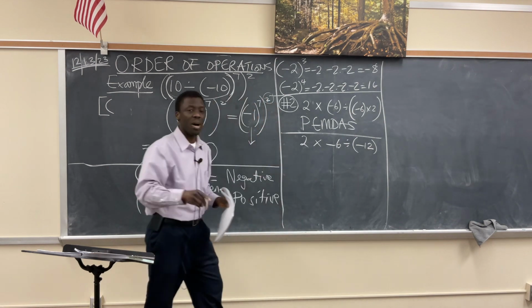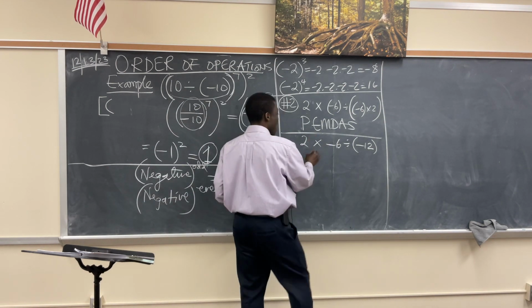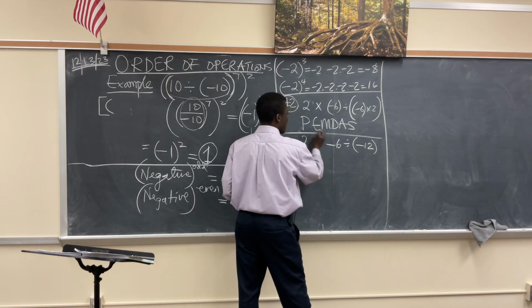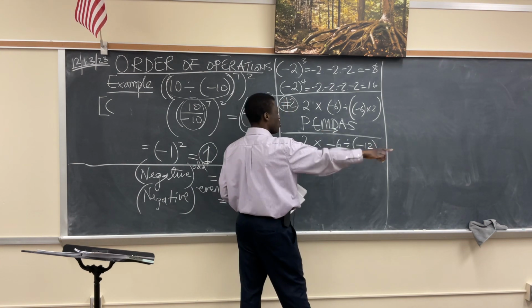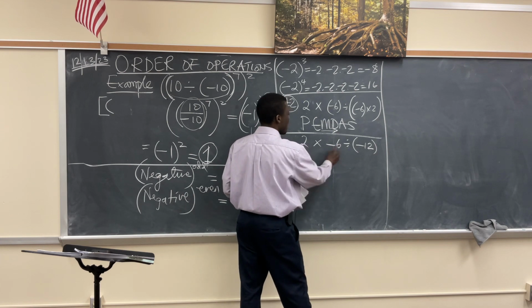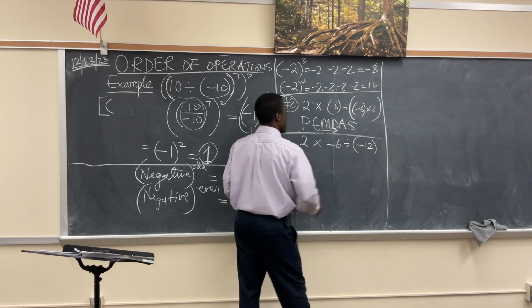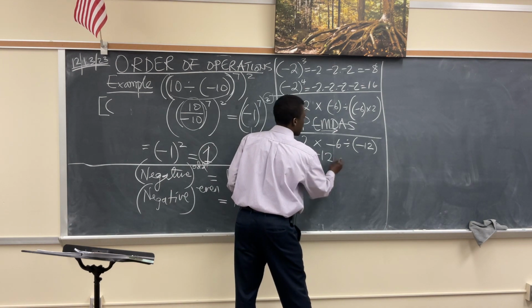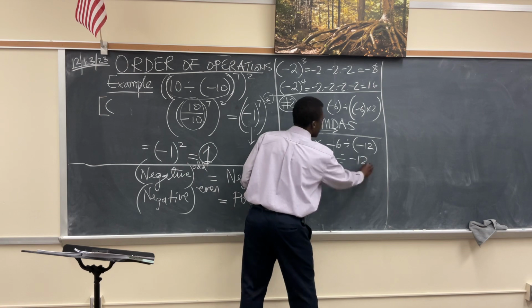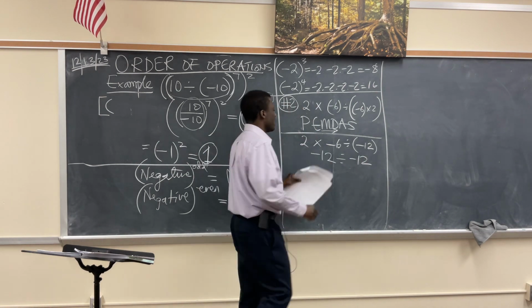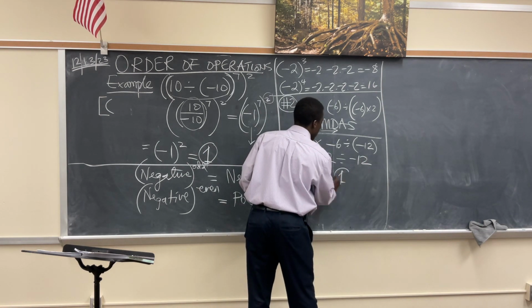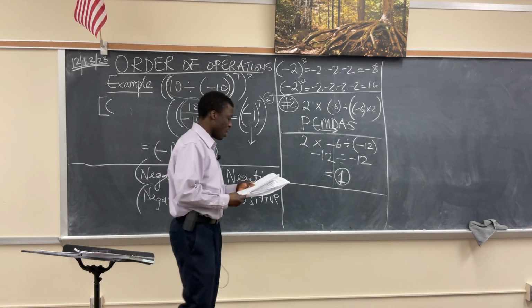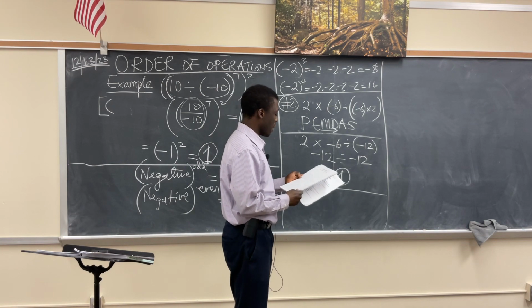And negative times a positive is a negative. And then we have 2 times negative 6, right? You do multiplication and division from left to right. And so we have 2 times negative 6 and then divided by negative 12, right? So we have negative 12 divided by negative 12, which is also equal to 1.